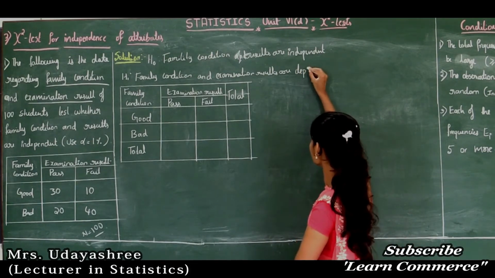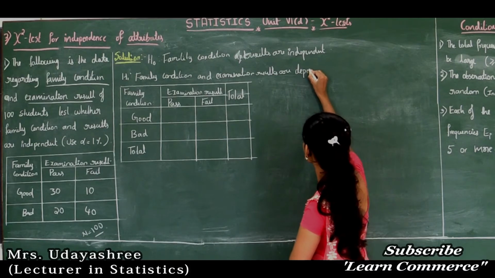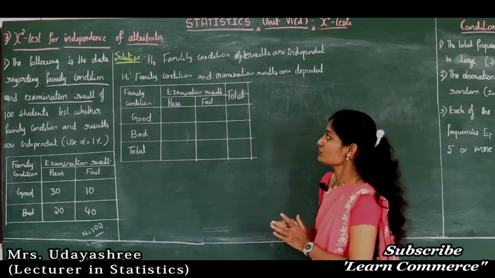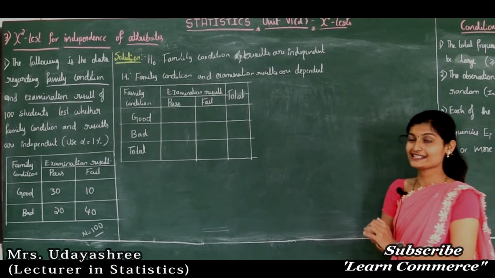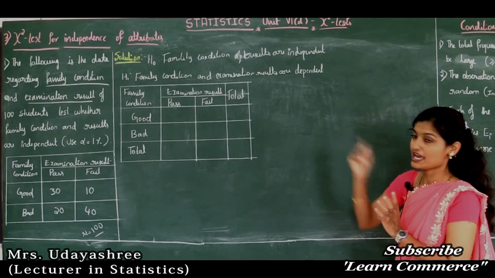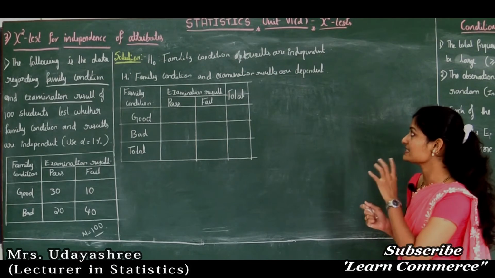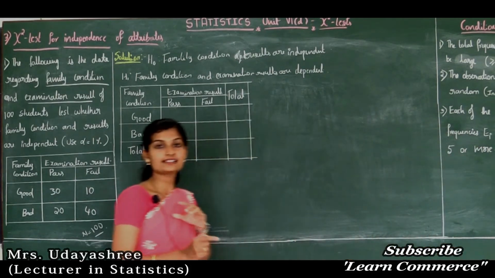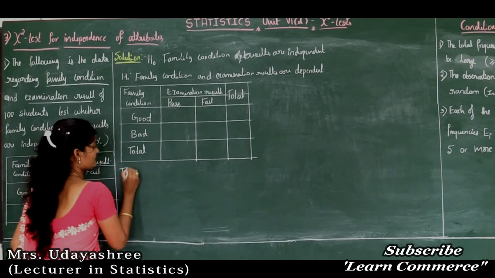Not independent means dependent. So this is H naught and H1. H naught is: family condition and examination results are independent. H1 is: family condition and examination results are dependent. This is step 1 and step 2. Then step 3 is the test statistic.